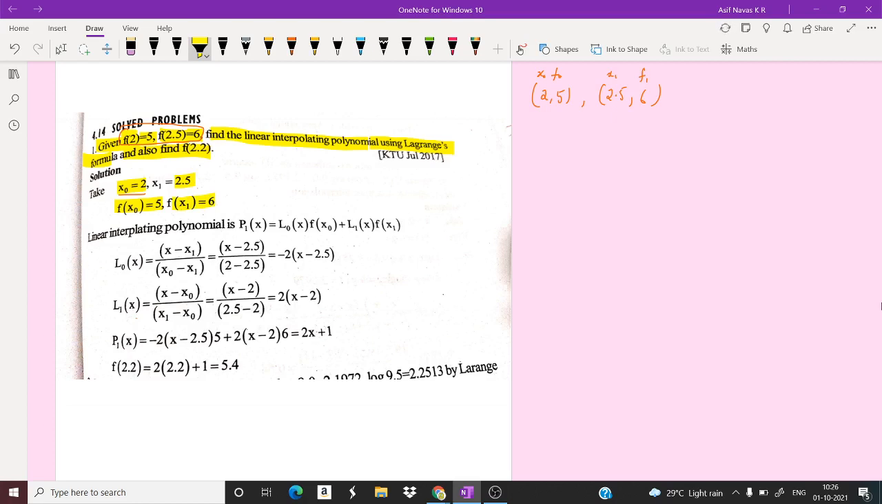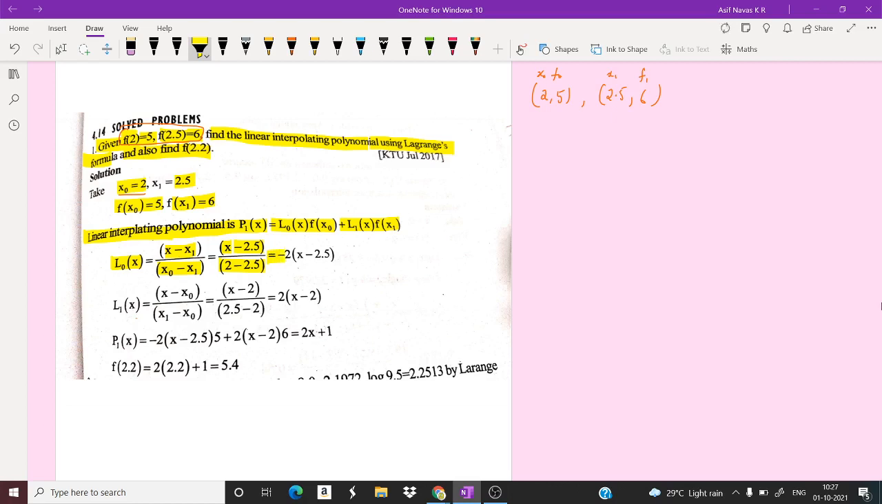And we know that the Lagrange linear interpolating polynomial is p1 of x equal to, here we have given only two values, so this is L naught of x into f naught plus L1 of x into f1. Now you just find out the values. L naught you can separately find. L naught is x minus x1 divided by x naught minus x1. So you will get x minus 2.5 divided by x naught is 2 minus 2.5.